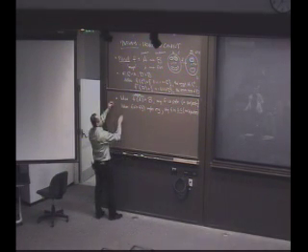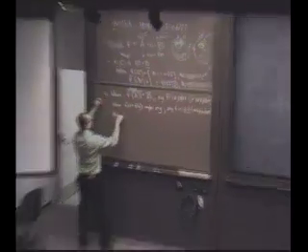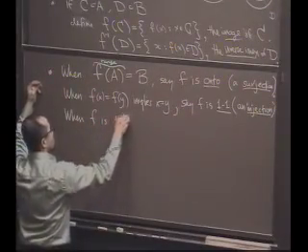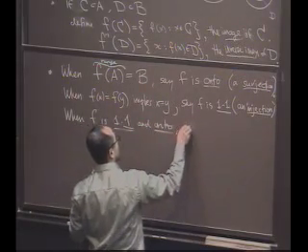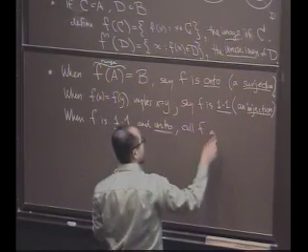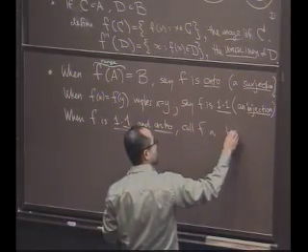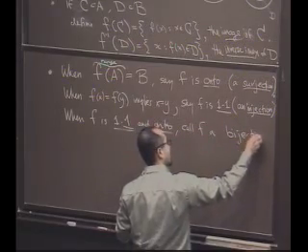Great. So when both these things are true, when F is one-to-one and onto, we call F a bijection, right? A bijection.